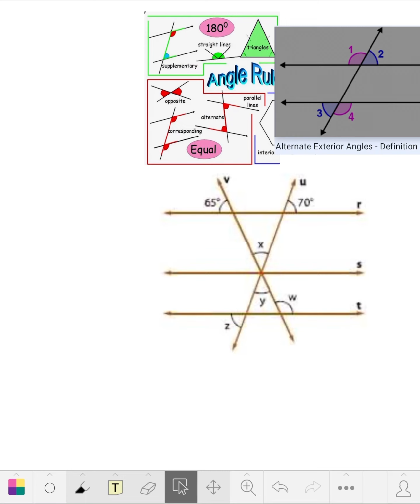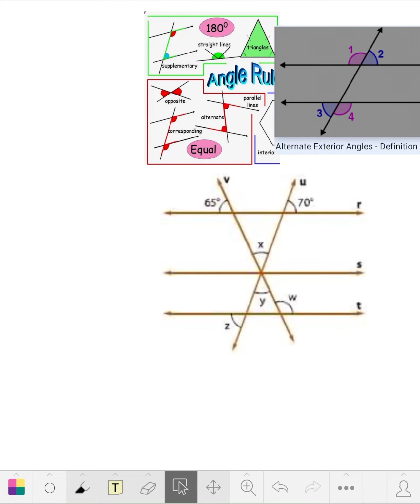The problem we have today, truthfully, they're looking for quite a bit. The X, Y, W, and Z. You might look at this and say, wow, they're looking for so much. But truthfully, they gave you a lot too. Above the problem, I actually put some of the angle rules that you can look at to refresh your mind. Some of these we're going to use, some we're not.